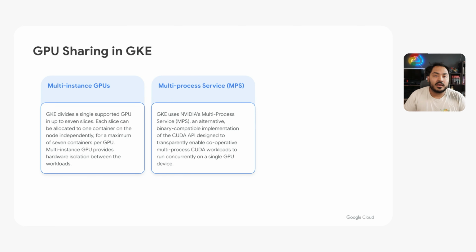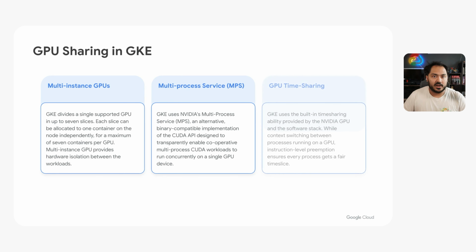The final GPU sharing mechanism on GKE is called GPU time sharing. GKE uses the built-in time sharing ability provided by the NVIDIA GPU and the software stack. Starting with the Pascal architecture, NVIDIA GPUs support instruction level preemption. While context switching between processes running on a GPU, instruction level preemption ensures every process gets a fair time slice. GPU time sharing provides software level isolation between the workloads in terms of address space isolation, performance isolation, and error isolation.